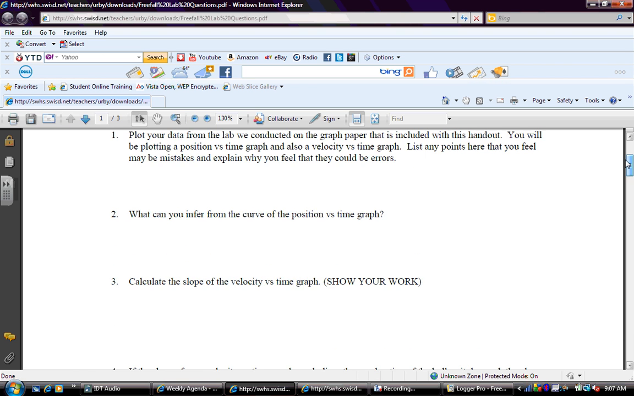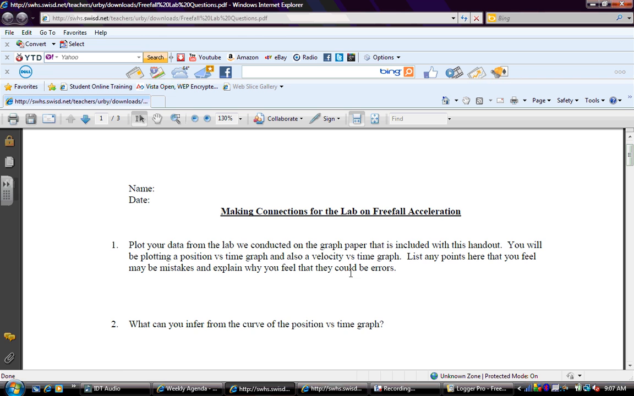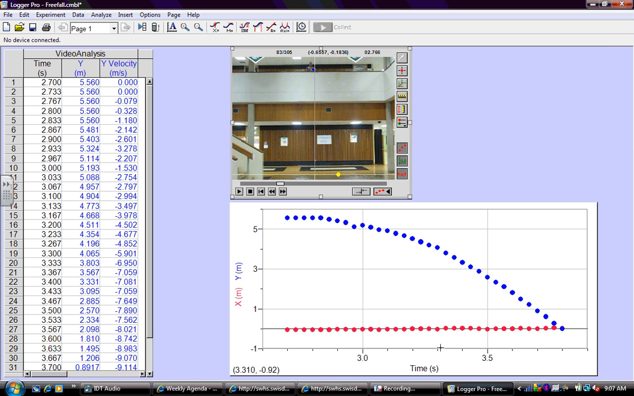You're just going to be graphing the stuff. Any data points that look kind of awkward, your position versus time graph should look kind of like this. Now, if you end up with a data point that is just completely off, so let's just go ahead and show a data point that would be way off.